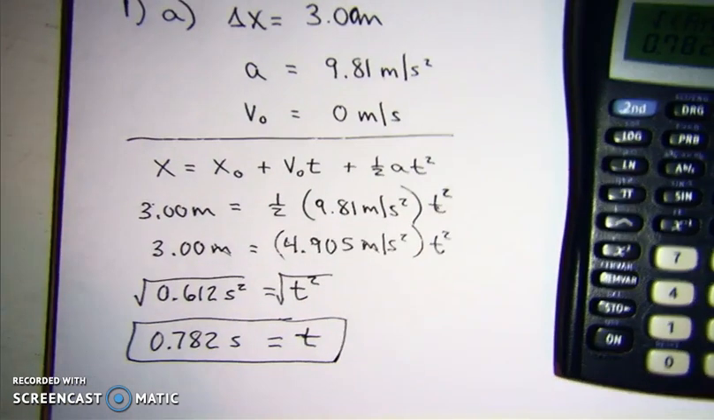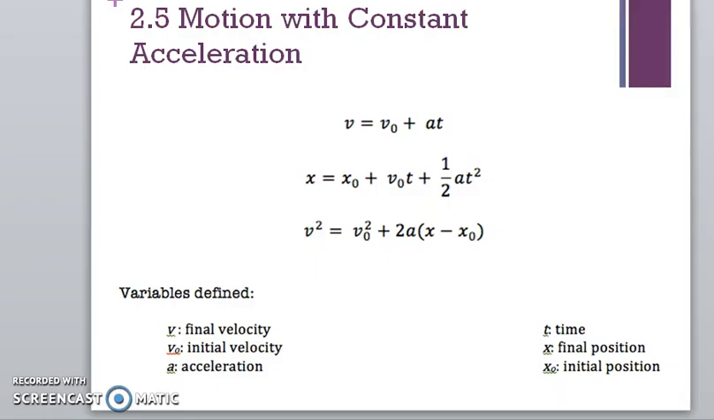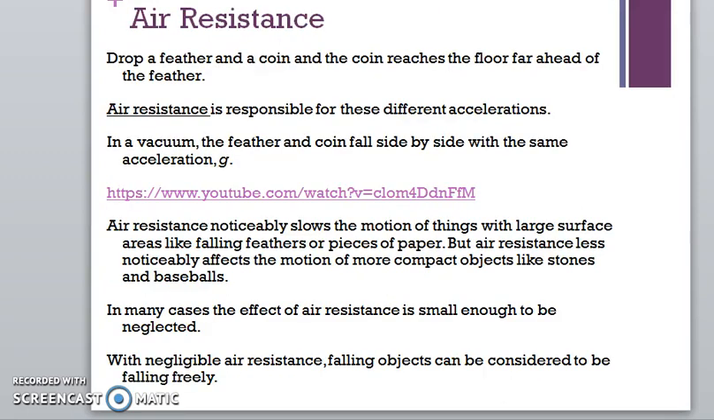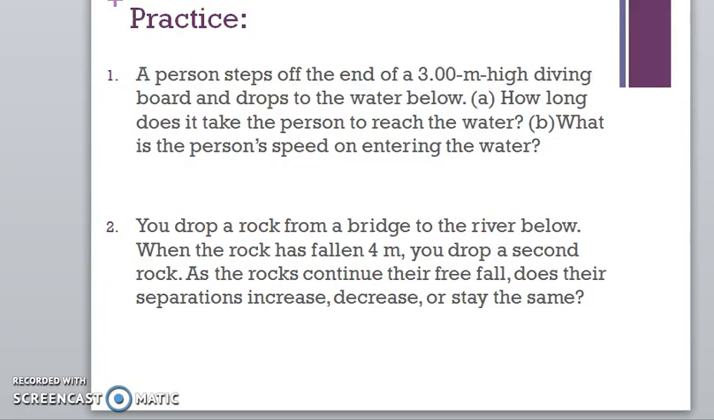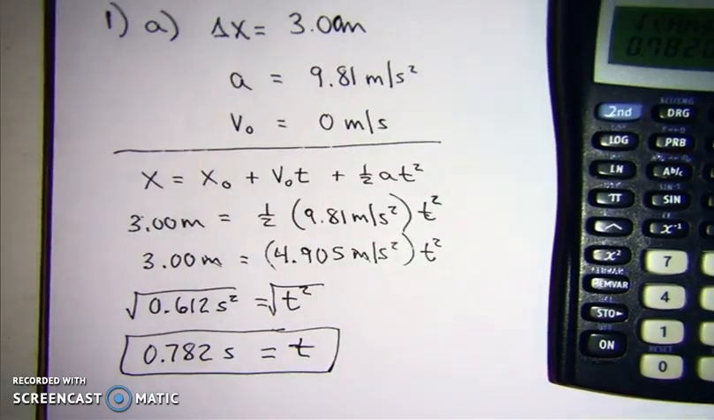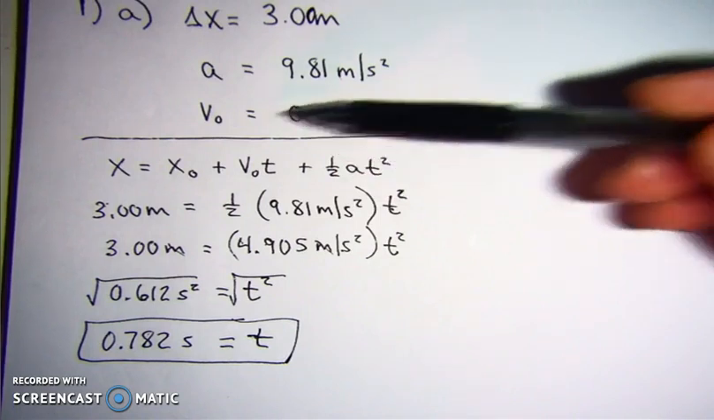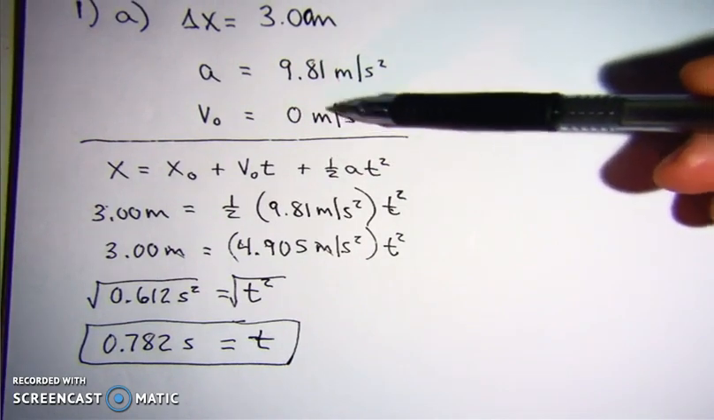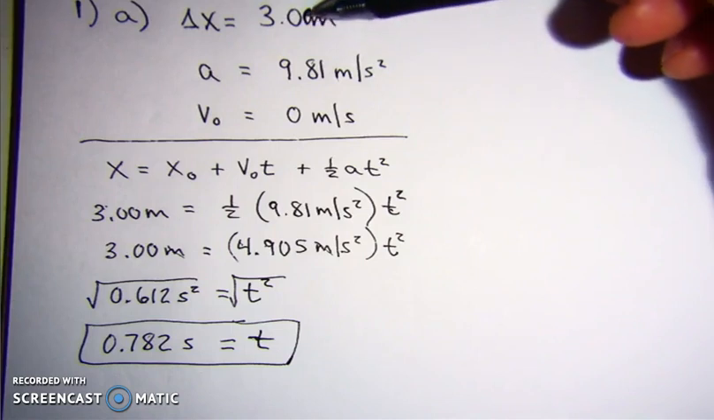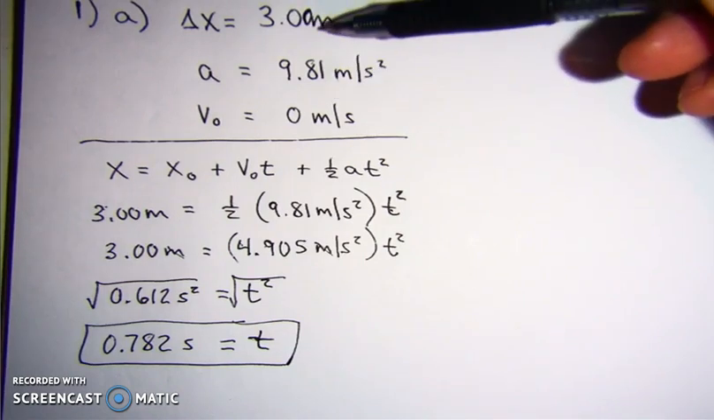All right, now let's look at B real quick. Okay, B says, what is the person's speed on entering the water? So now we want to know the speed of the person entering the water. So you just got to think, what is that speed? What variable is that going to fall under? And remember, if you're talking about speed here, we have an initial velocity of 0 meters per second.